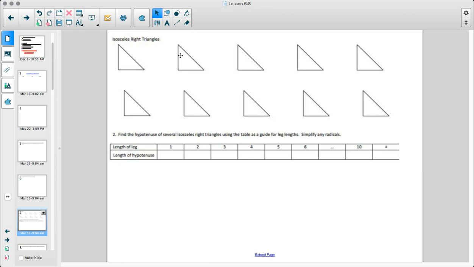So for those of you who were not in class with us for this lesson, for 6.8, this is what we did. We were looking at two special triangles that we find in mathematics, two special right triangles. And this one is the isosceles right triangle. We often call it a 45, 45, 90. Okay, so you'll hear this a lot. And this is a special type of triangle.